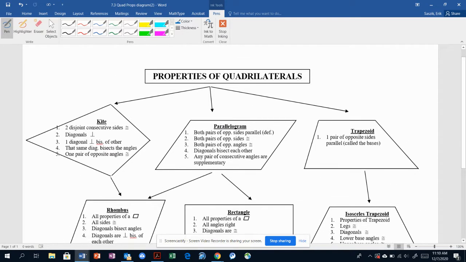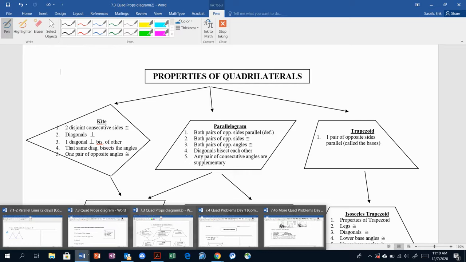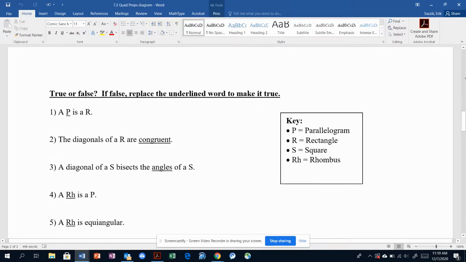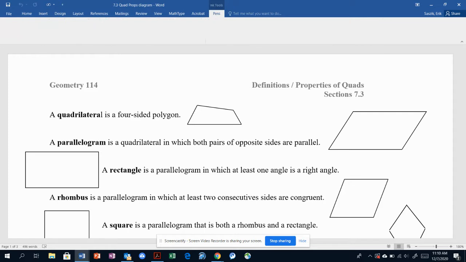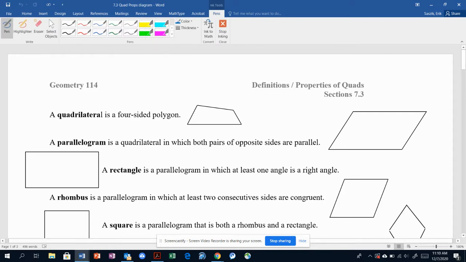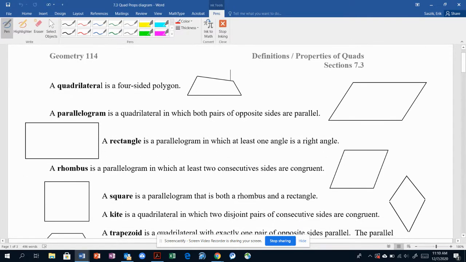All right. So now what I want to do is let's go to the other document, and that is this one here. Now, here's some definitions. And again, I think you're probably familiar with a lot of them. Quadrilateral is just a four-sided polygon. Parallelogram, both pairs of opposite sides are parallel. So you'd have this situation, right? Rectangle, I think you've dealt with rectangles for a long time.